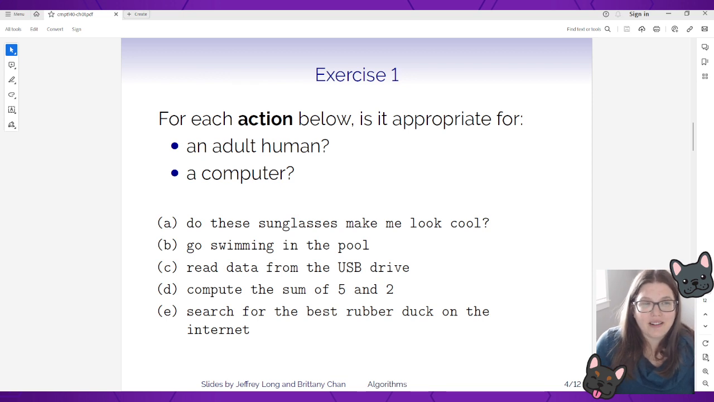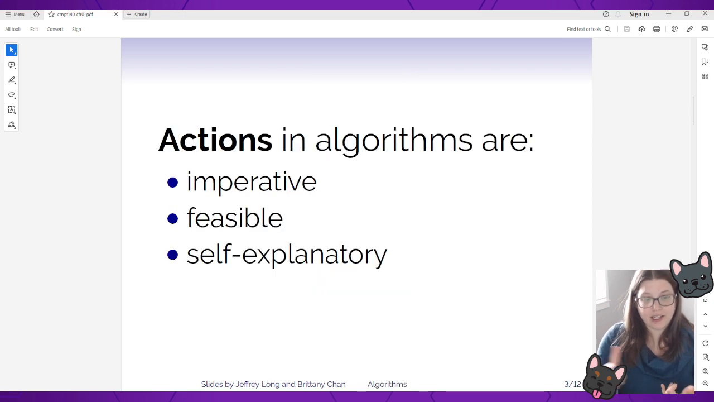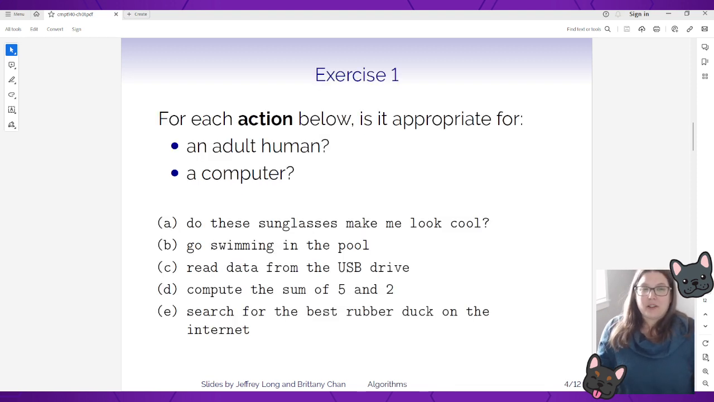So for exercise 1, we're going to have two audiences that we're thinking of. An adult human, so like yourself or me or whoever you want to think of, or a computer. We have 5 different actions, and we want to know, does it meet all of those 3 criteria? So as a reminder, is it imperative? Is it feasible? And is it self-explanatory for an adult human or for a computer, I should say. So we'll go over a couple of these. All of the answers to them are on the course website, so you can take a look there as well.